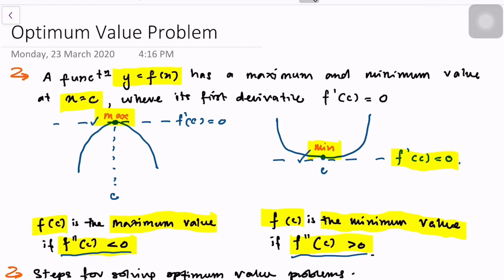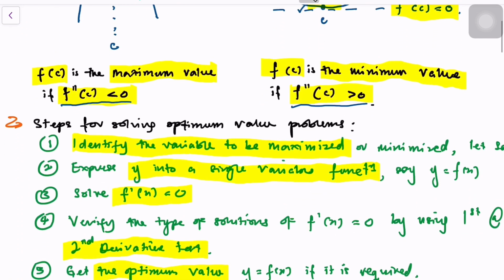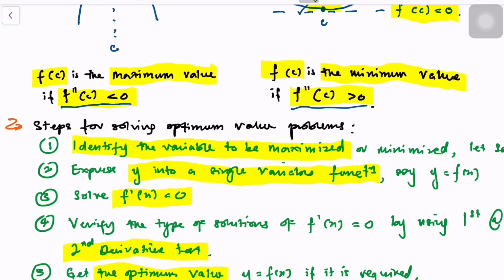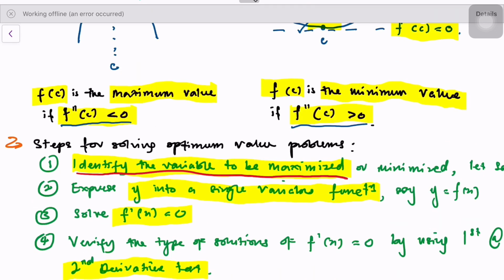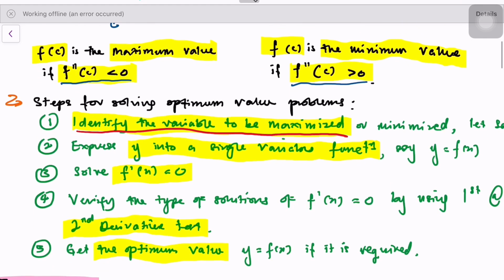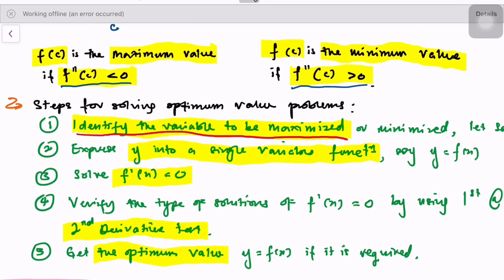Baik, untuk selesaikan problem yang melibatkan optimum, saya ada sediakan beberapa steps dekat sini. So kita akan ikut exactly steps yang ada dekat sini. So the first step untuk kita selesaikan optimum value problem is kita nak kena identify the variable that to be maximized. Contohnya dekat sini katakan y, variable yang kita nak maximize tersebut. So kita kena identify whether it is x or whether it is y.